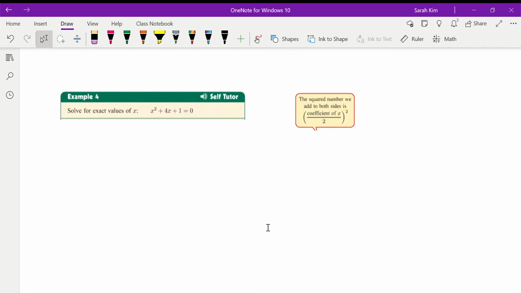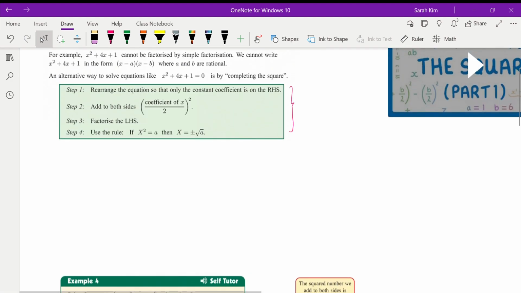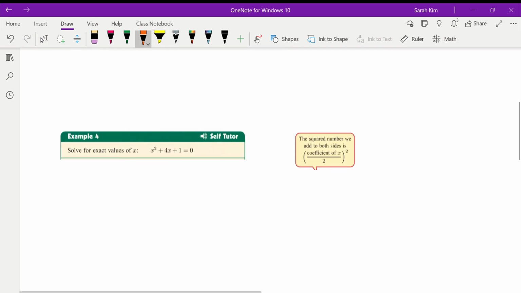So first of all, we need to complete the square and basically factorize into brackets instead of having an expanded form in order to solve it. So the first step, if I go back to my steps, is to rearrange the equation so that the constant is on the right hand side. So just the constant, which is that one, has to be on the right hand side. Everything else is on the left hand side. So that's where I start.